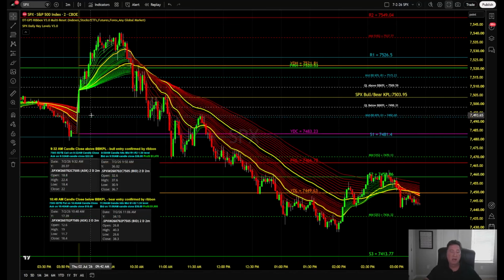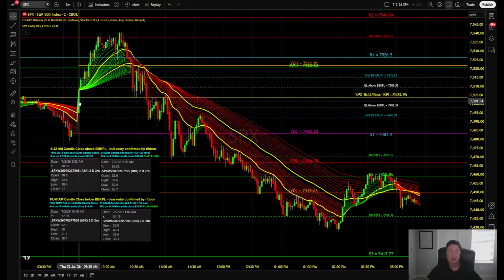So first off, we have the opening 9:30 a.m. candle here, which is closing above today's bull bear key price level given by the indicator of 75.0395. However, we're not just going to go on candle closes alone. With this particular strategy, what you're looking for is a candle close above or below either a main key level or a contextual key level.